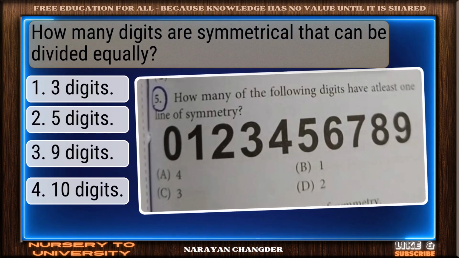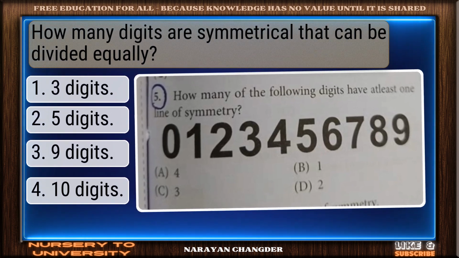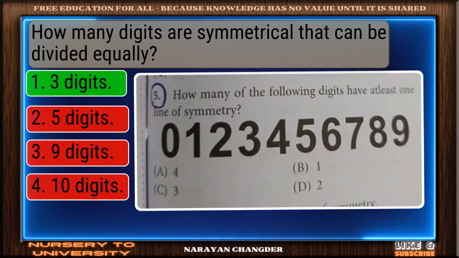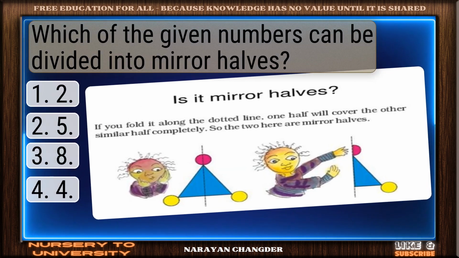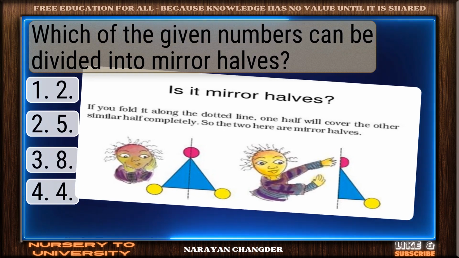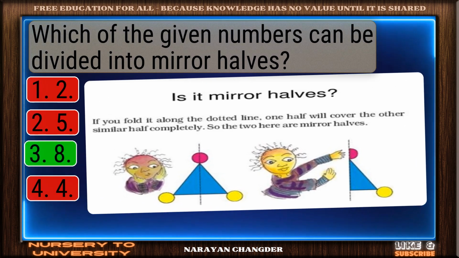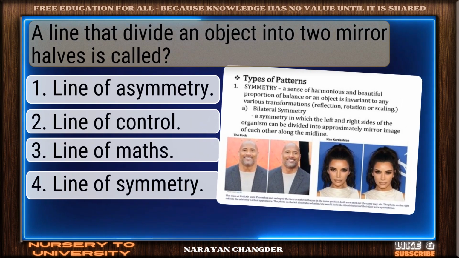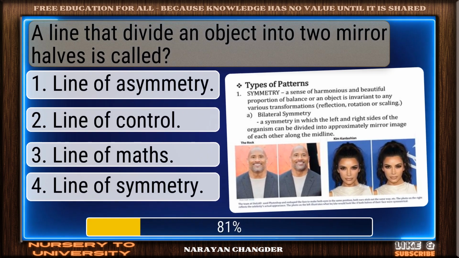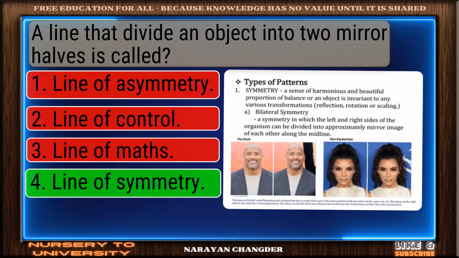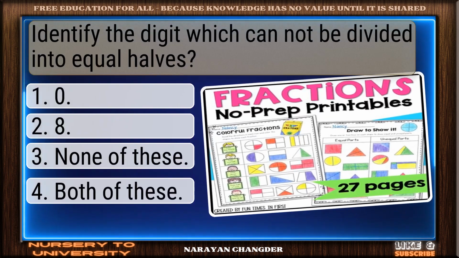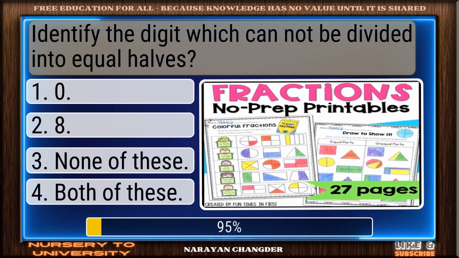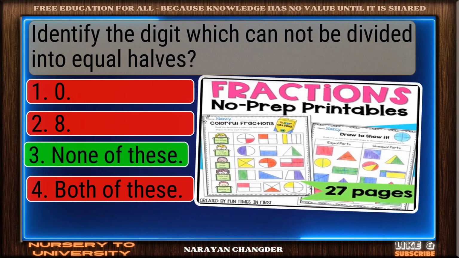How many digits are symmetrical that can be divided equally? Smart pick. 3 digits is the correct choice. Which of the given numbers can be divided into mirror halves? Correct. 8 is the right answer. A line that divides an object into 2 mirror halves is called. Nice work. You chose line of symmetry and it is correct. Identify the digit which cannot be divided into equal halves. Perfect. None of these is the correct choice.